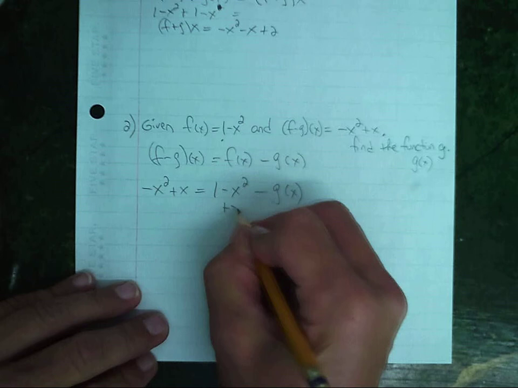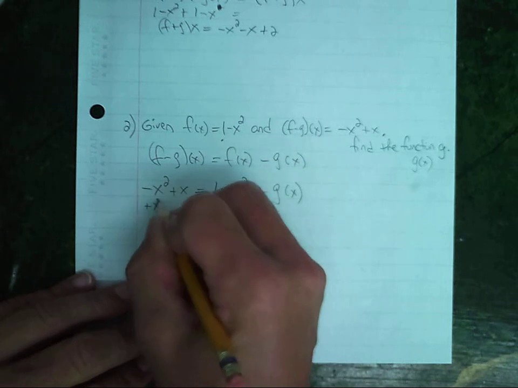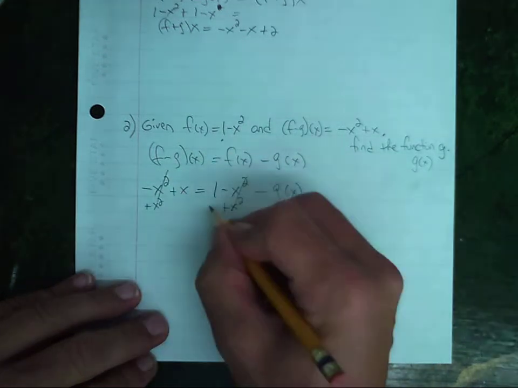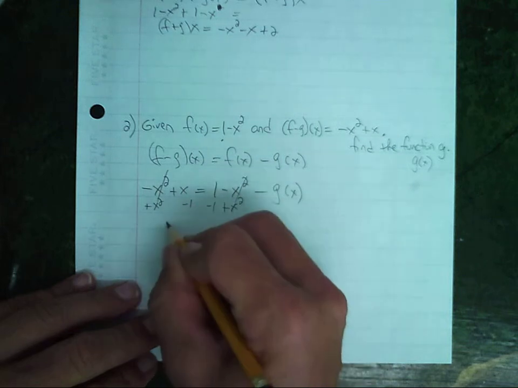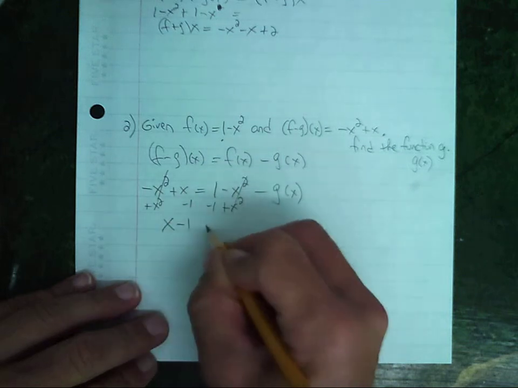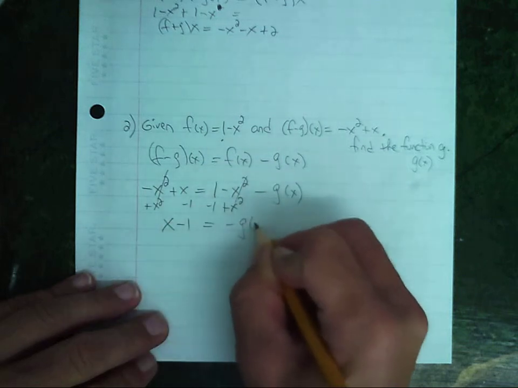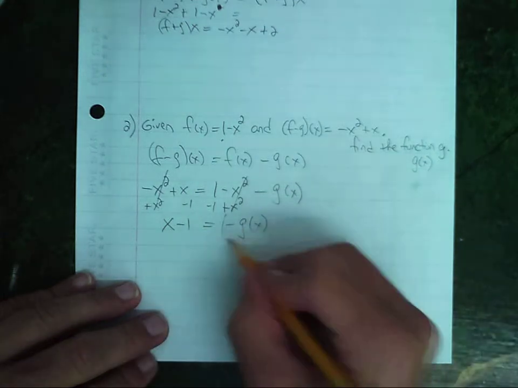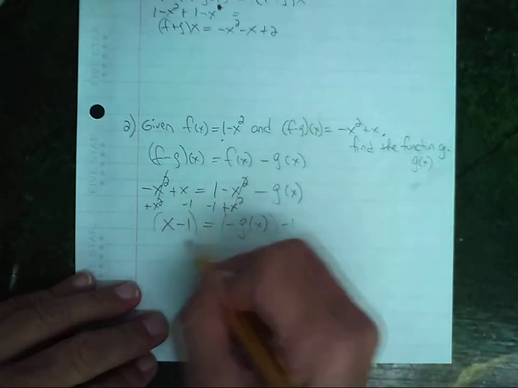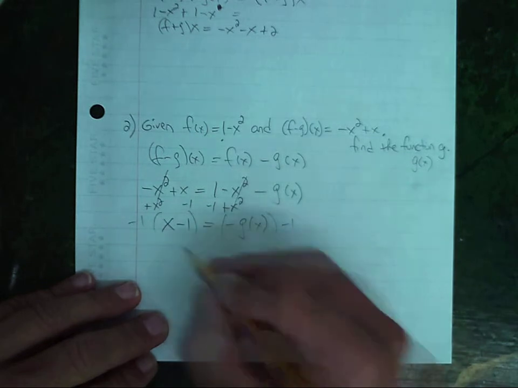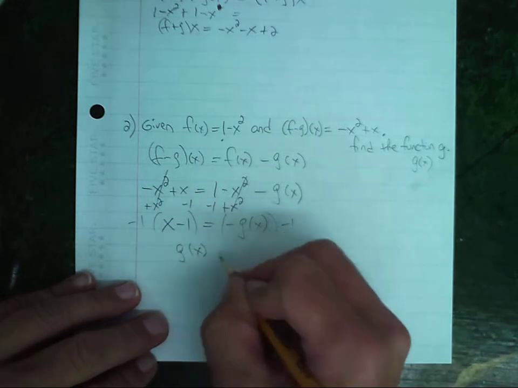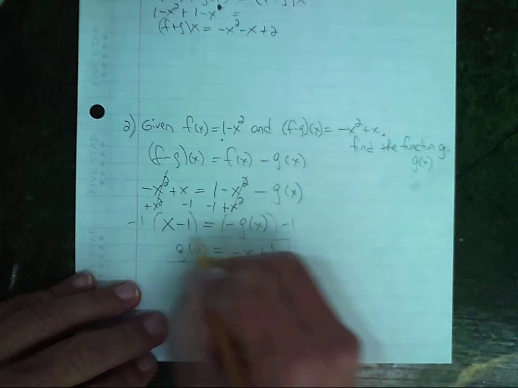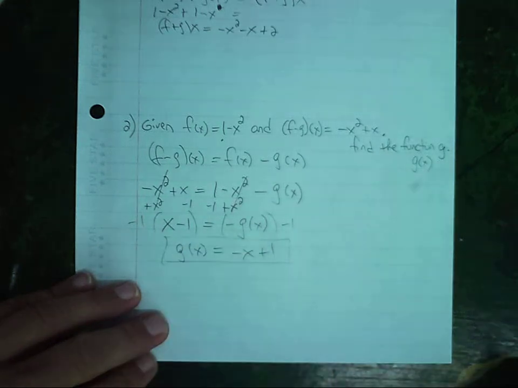So let's add the x squared to both sides. They will go away. Subtract 1 from both sides. x minus 1 is negative g of x. We never want to solve for a negative, so if I multiply both sides by a negative 1, I get g of x is negative x plus 1, and that would be your answer.